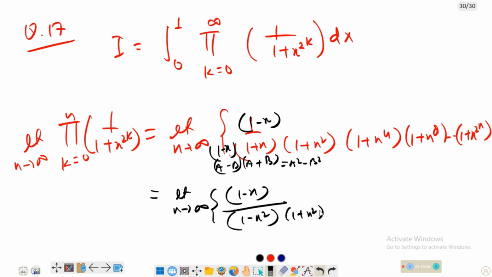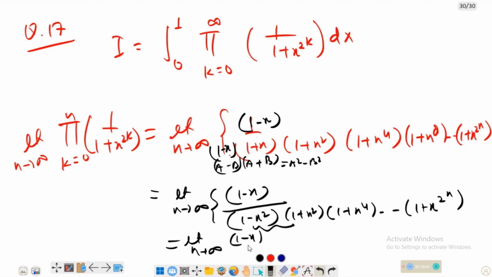is 1 plus x square, 1 plus x to the power 4, dot dot, 1 plus x to the power 2 to the power n. Okay, and this is again a plus b, a minus b. Okay, this is limit n goes to infinity, 1 minus x upon 1 minus x to the power 4, 1 plus x to the power 4, dot dot, 1 plus x to the power 2 to the power n.